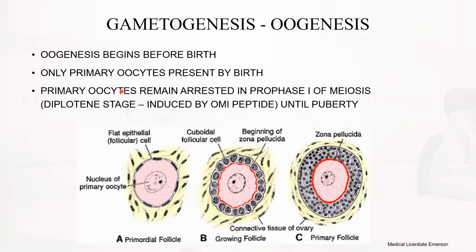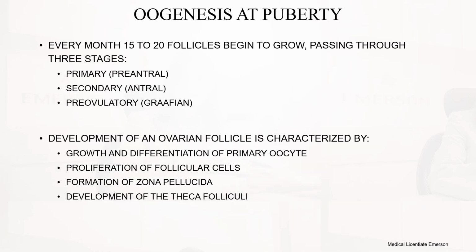Then the primary oocytes remain arrested in prophase 1 of meiosis 1 until of course puberty, when someone now becomes able to continue from prophase to another phase. So meaning before puberty, the oocytes are arrested in prophase 1. Okay, then let's go to puberty now. Oogenesis at puberty. So every month, 15 to 20 follicles begin to grow, passing through the three stages of the primary, the secondary, and the pre-ovulatory.